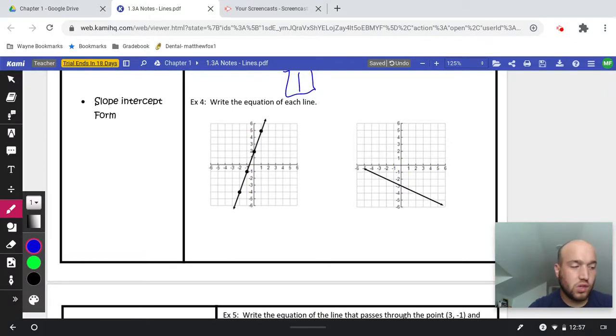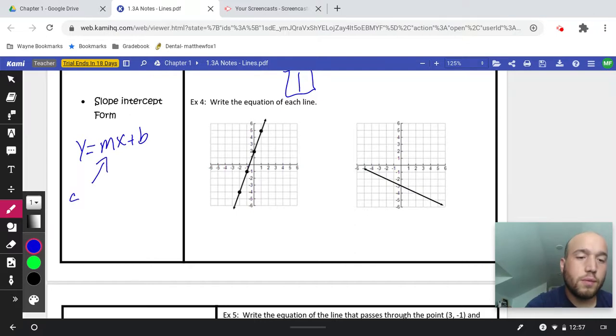So this next one, slope-intercept form. Hopefully you remember this, y equals mx plus b. I mentioned it in our video the other day. Our m is our slope, and this b is our y-intercept.